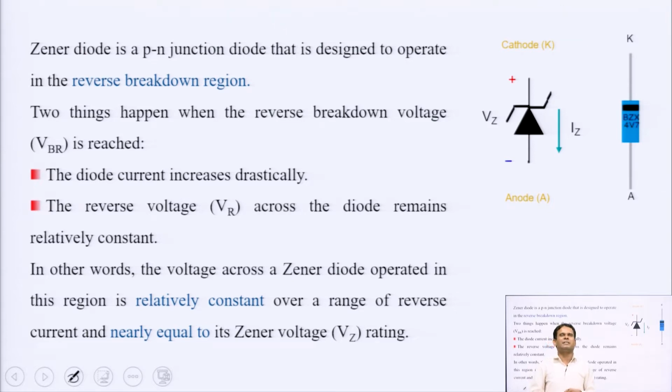It does not mean that it cannot conduct in forward bias. It can conduct in forward bias like a normal p-n junction diode, but it conducts differently in the reverse bias. In the reverse bias, we apply the positive voltage at the N side and negative voltage at the P side, and current flows from N to P. So we write plus here and minus here.